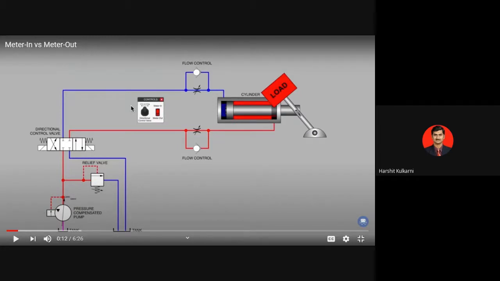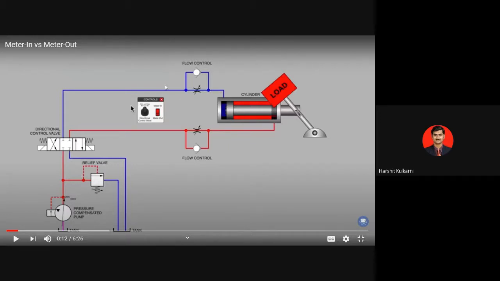If you see this entire circuit diagram, this is your regular connection from the tank through the pump to the filter, and you have a pressure relief valve here which will have the connection to the directional control valve. Through the directional control valve, one line goes to the inlet, and the connection from the rod end is established back to the tank through this red line.